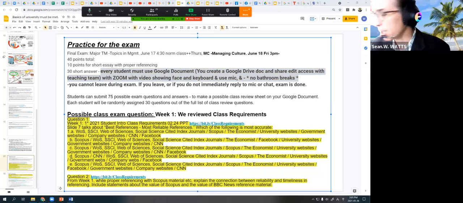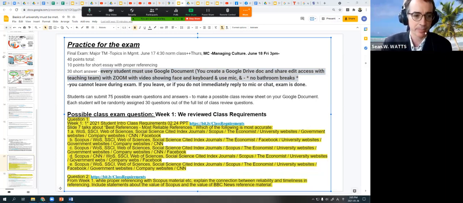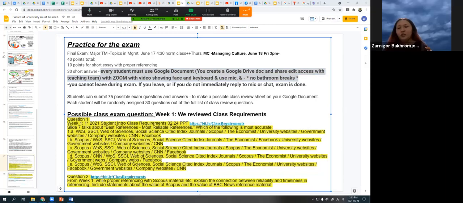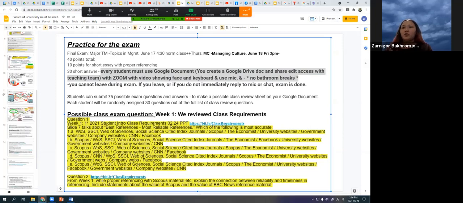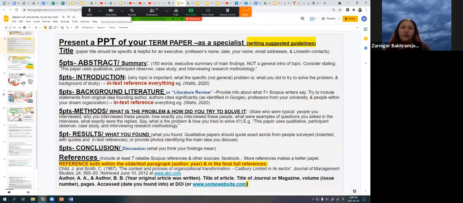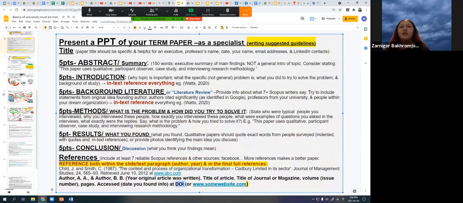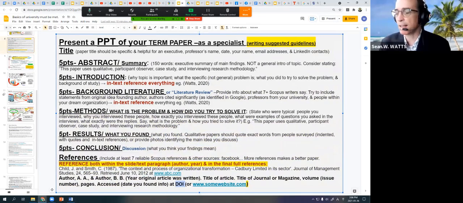So Zarnigar, can you tell us your answer? Yeah, so DOI is basically a secret code for the website. It is a short form and it will lead to the article itself. So it's the best way for referencing for the long articles. Right, it's the exact same thing as the website.